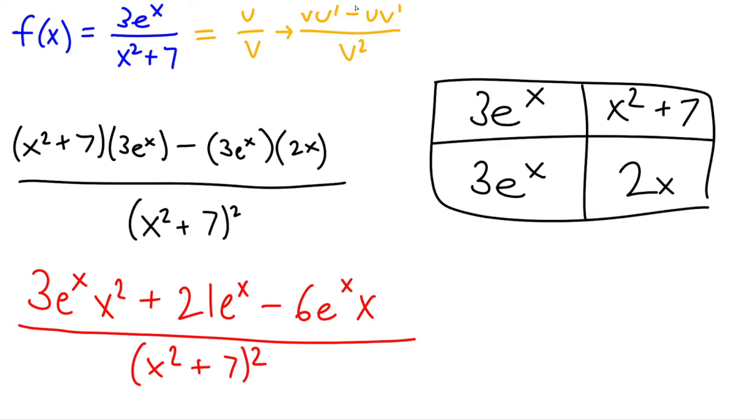In this case, u is 3e to the power of x, and our v is x squared plus 7. This is the derivative of the u, and this is the derivative of the v. Now that we have our terms, we replace them in the equation to get the derivative using quotient rule. And once we simplify these terms and do all that, we get this, which is the final answer.